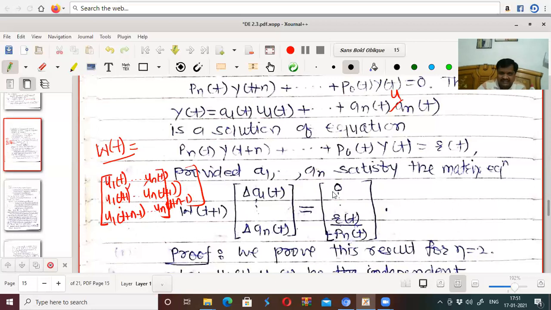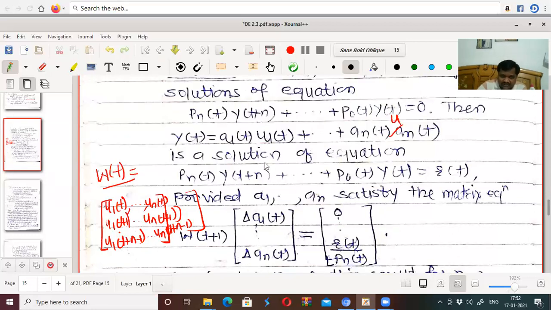This result says, to solve such a non-homogeneous equation, if we know these n linearly independent solutions of the homogeneous equation, then the solution of the non-homogeneous equation can be obtained by using this formula, where a1 up to an can be obtained by solving this system of equations.